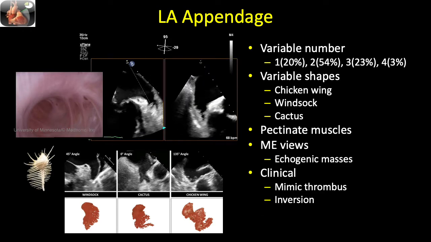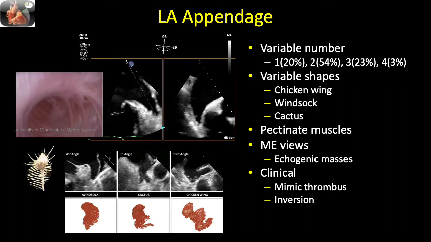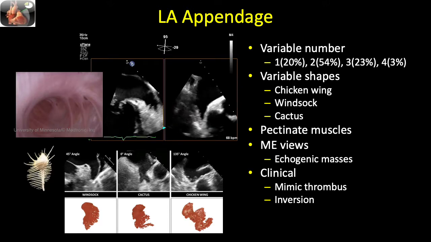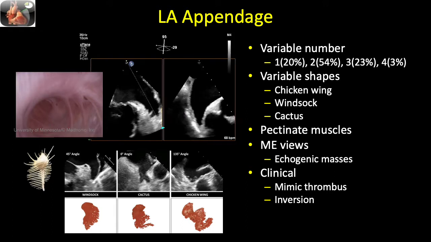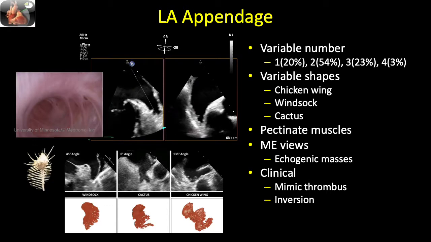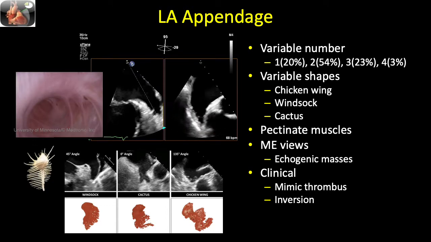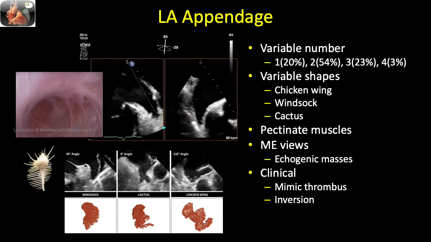In the midesophageal views, these appear as triangular in shape with a narrow orifice which contains echogenic parallel tissue ridges. The pectinate muscles may mimic thrombus and require careful examination in the presence of atrial dysrhythmias and smoke in the left atrial appendage. Inversion of the left atrial appendage during cardiac surgery may mimic thrombus.